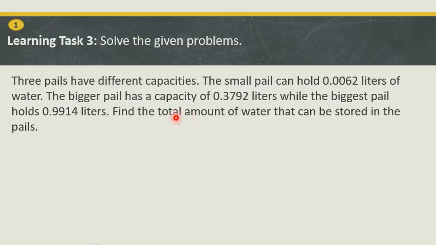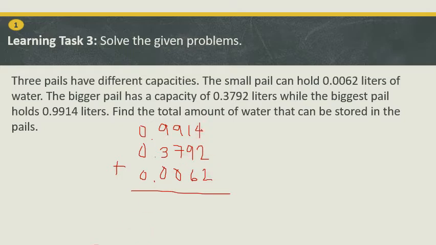So total amount, so we are going to add. Okay? So add natin yung lahat ng capacity, yung tatlong pail natin. So simulan natin sa largest. So yung biggest natin is 0.9914. And then, yung pangalawa natin sa pinakamalaki is 0.3792. Then, yung smallest pail natin is 0.0062. Then, we are going to add.